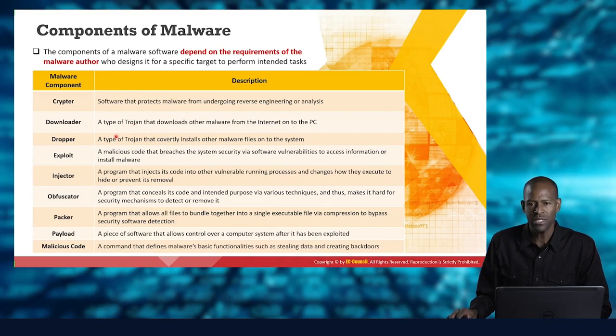We also have droppers. This is another Trojan. Remember, innocent-looking program, but really what it does is it covertly installs other malware files in the system. So if I downloaded and began to install that solitaire program, instead of it changing and morphing into malware, it's going to, in the background, be making those calls, dropping that malware onto my system. Or an exploit. What is the exploit?